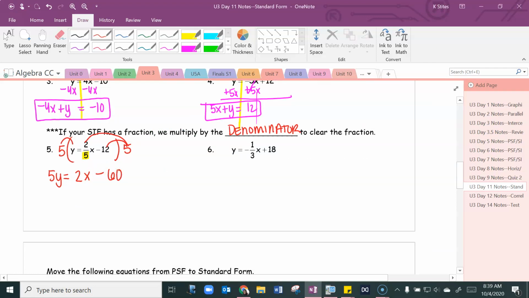Now that the fraction is gone, the only other thing you have to do is get x and y together. So we will move our x over to be with our y by subtracting it on both sides. Again, you want the x to be first, so we'll put negative 2x plus 5y equals negative 60.